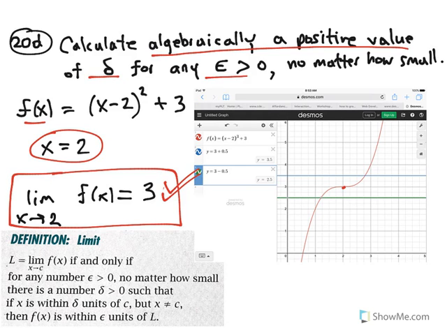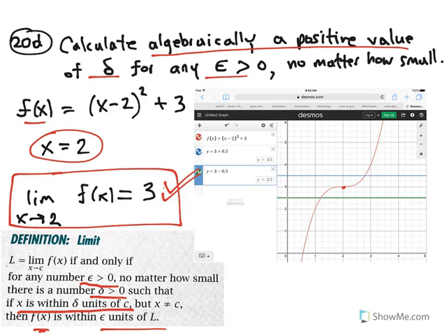c is equal to L, what does that mean? It means for any epsilon greater than 0, no matter how small, you will be able to find a delta greater than 0 such that if the input values for the function are within delta units of c but not equal to c, then the output values will be within epsilon units of L. In other words, you can make the output values of the function as close as you would like to the limit by making sure that you take the input values close enough to c.